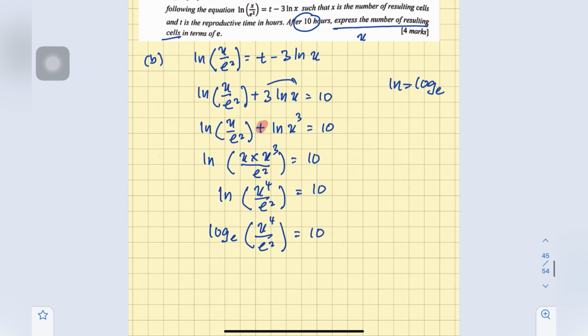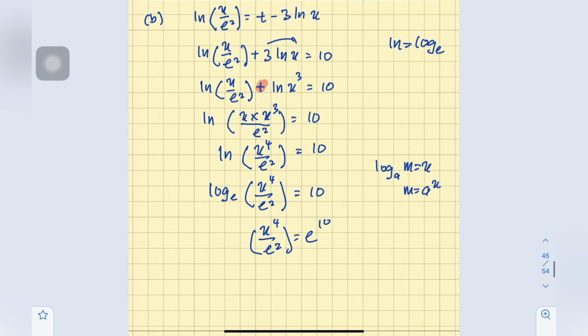Okay, so we can convert this from logarithm form into index form. So by using this one, log a x equals y becomes x equals a to the power of y. Otherwise, we can also multiply by log e base e, but I want to use this way. So this one becomes x to the power of 4 over e squared equals e to the power of 10.